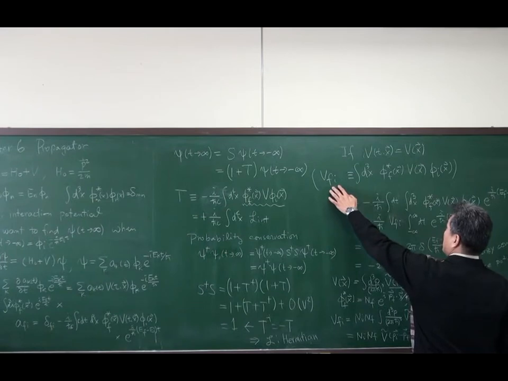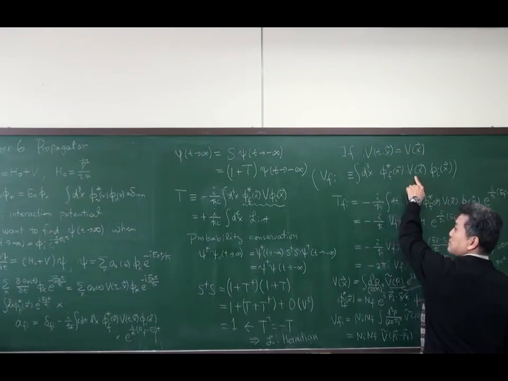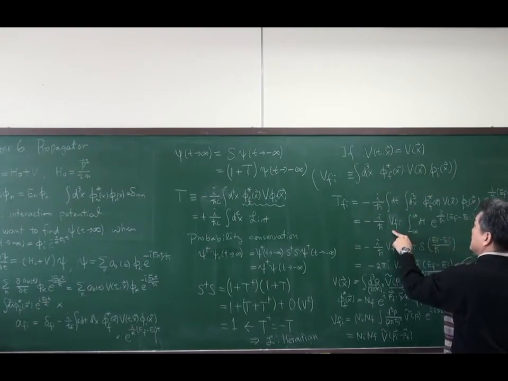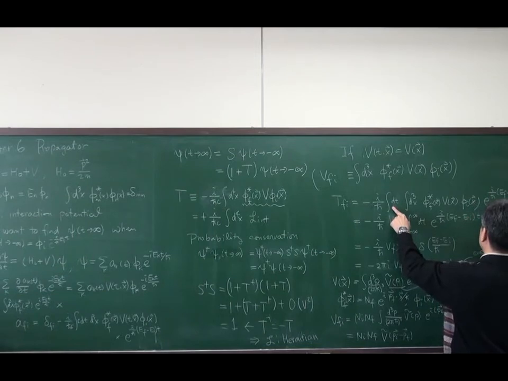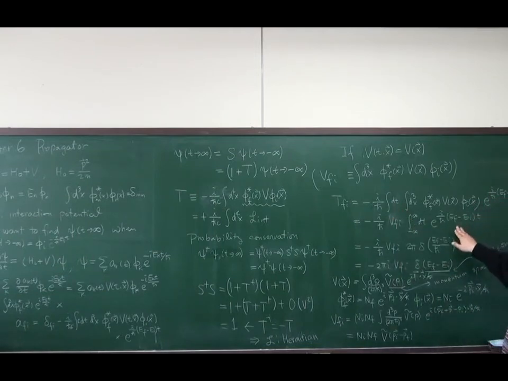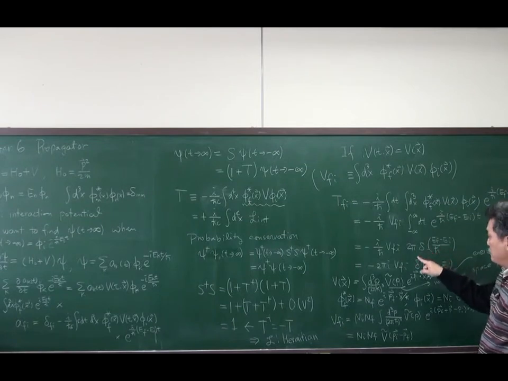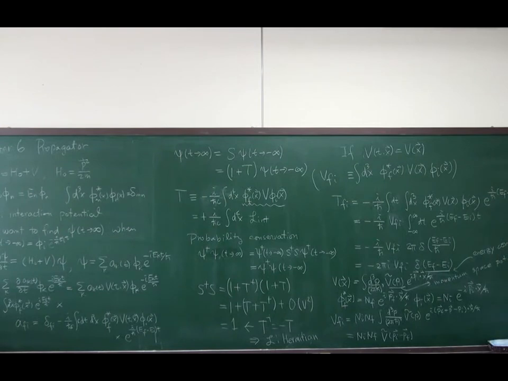Because we have defined this as V_FI and the potential is independent of time, I can pull this whole factor out, and the remaining integral is the time integral over this. If the time is sufficiently long, it becomes a delta function, 2 pi delta of (E_F minus E_I) divided by h bar, right? And if I pull this factor out, I can multiply by h bar here, so the h bar cancels. And this is the final result.